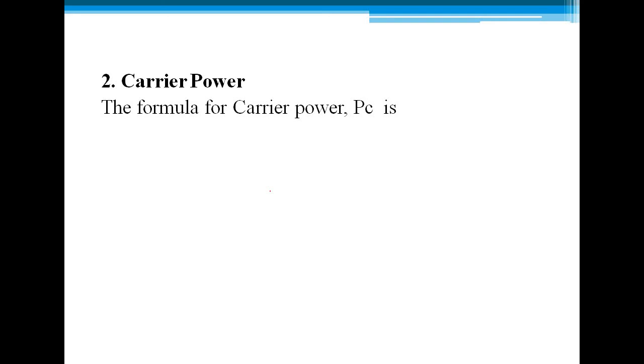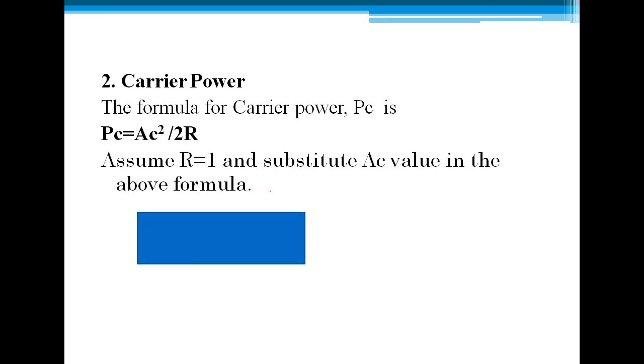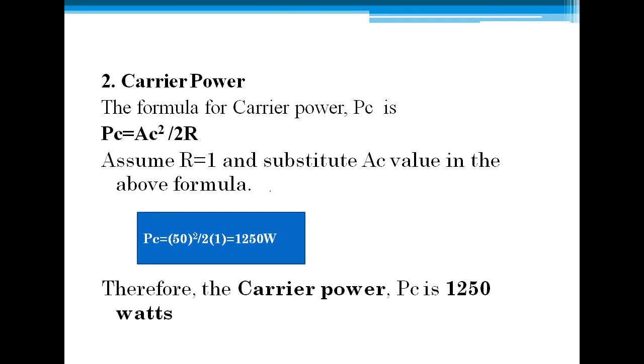Next is carrier power. The formula for carrier power Pc is given by Vc square by twice R. As the value of R is not given, we have to assume that value as 1. If the value is not given, we just directly assume the value of R as 1 ohm, and substitute the voltage of the carrier in the formula. From that my carrier power comes out to be 50 square divided by 2 into 1, which is 1250 watts. So the carrier power comes out to be 1250 watt.